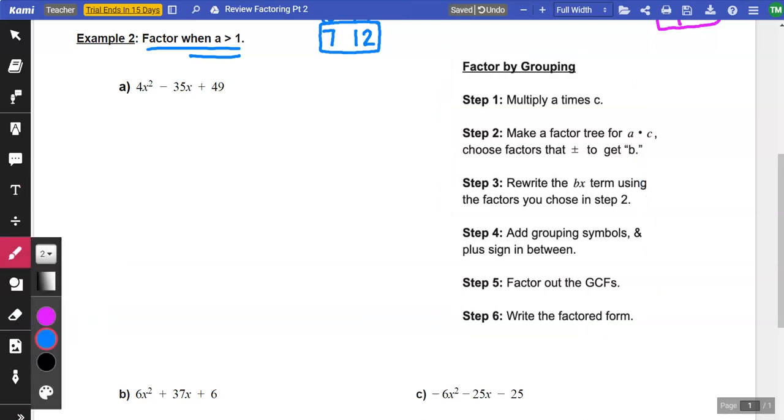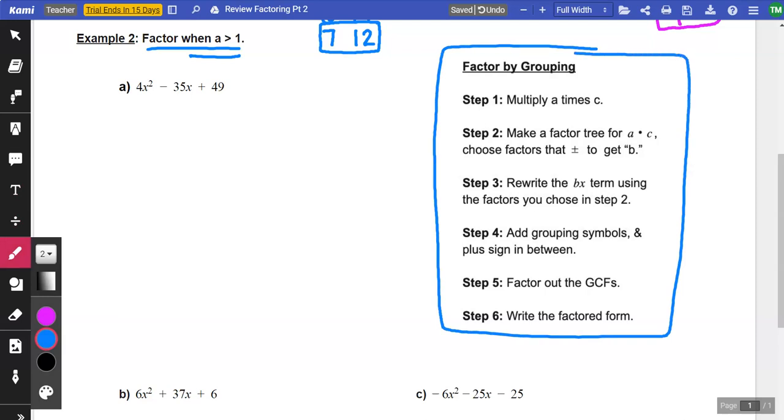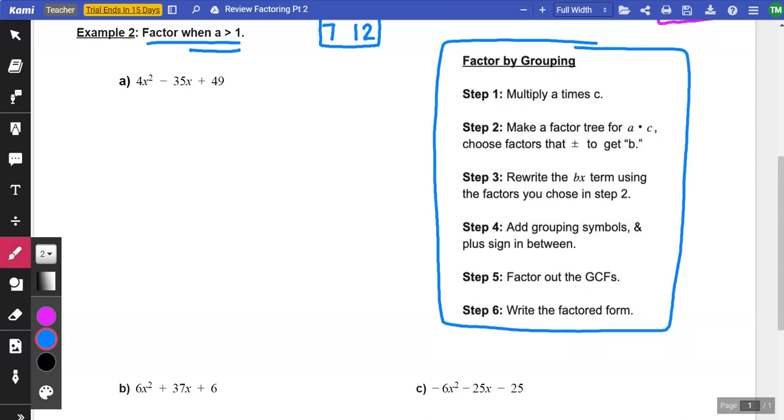So as a reminder, I have the factor by grouping steps over here for us. And we're just going to follow them as we try to factor 4x squared minus 35x plus 49. So the very first thing that we want to do is multiply a times c. So in our case, a is 4 and c is 49. So we're going to take 4 times 49, which is 196.